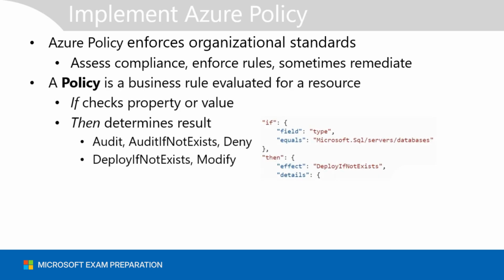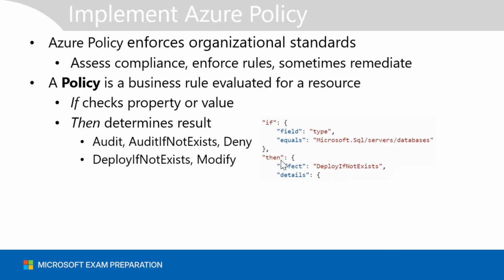A policy itself in Azure Policy is simply a single business rule, and it's evaluated for a resource. You can see the JSON syntax shown here on the right. There's an if-then process in the policy. In this particular case, the if says, if the type of the resource is a database, then deploy if not exists. What that really means is you could use Azure Policy to create a SQL Server database in a particular resource group, let's say.